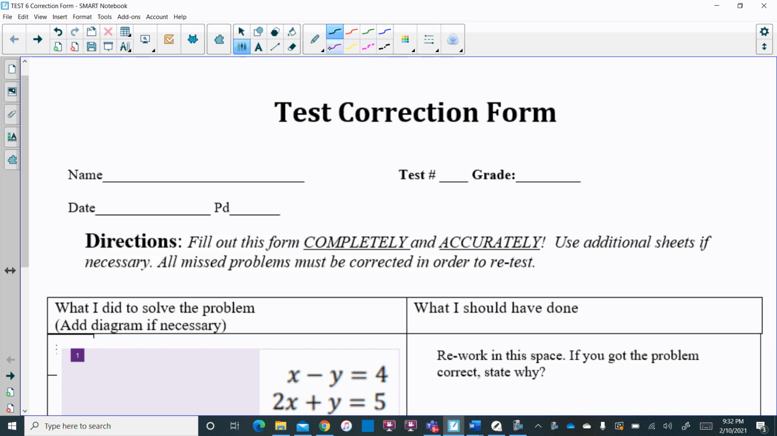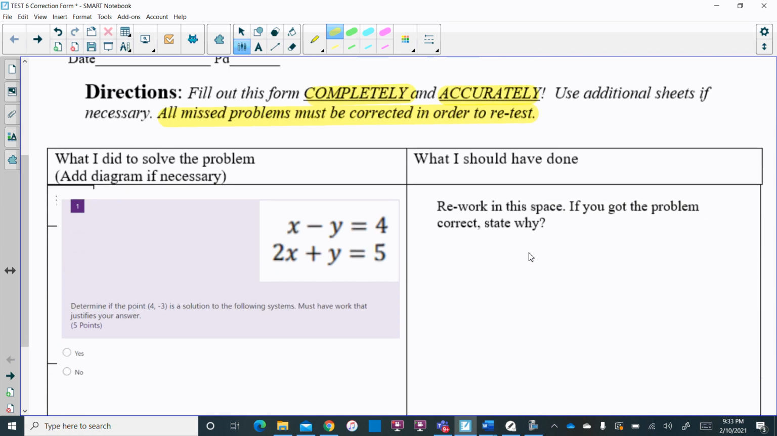So right off the bat, some things we need to make sure we understand. You have to fill out this form completely and accurately. You can use additional sheets if necessary, or just continue the form, the template, on your own sheet of paper. And all problems must be corrected in order to retest. So even if on your form, when you go back and check to see which ones you missed, you didn't get all 5 points or all 10 points, you have to correct it.